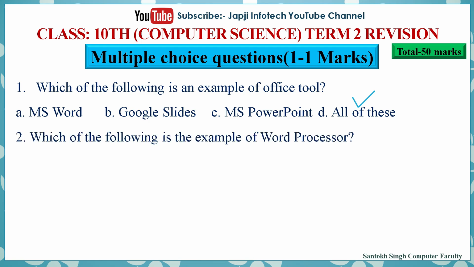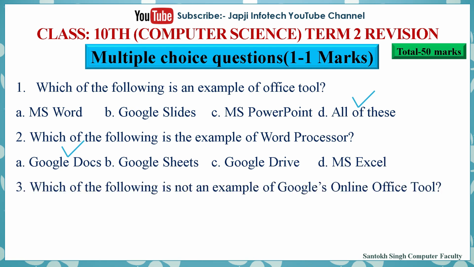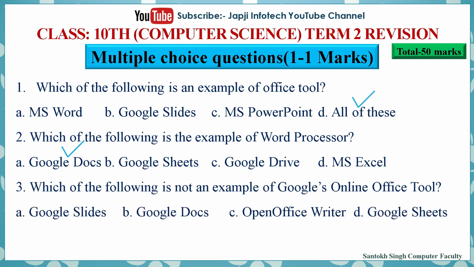The second one is, which of the following is an example of word processor? The options are Google Docs, Google Sheet, Google Drive, and MS Excel. The right answer is Google Docs. The third one is, which of the following is not an example of Google's online Office tool? The options are Google Slide, Google Docs, Open Office Writer, and Google Sheets. The right answer is Open Office Writer.